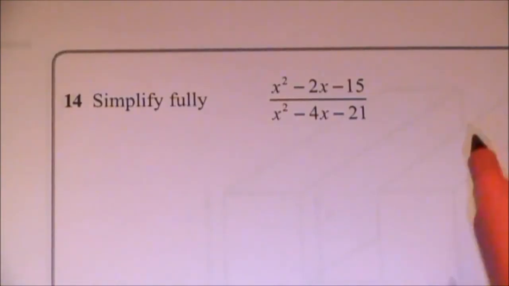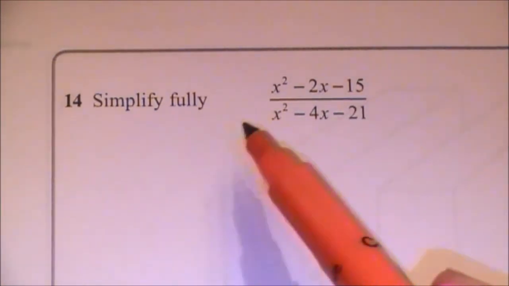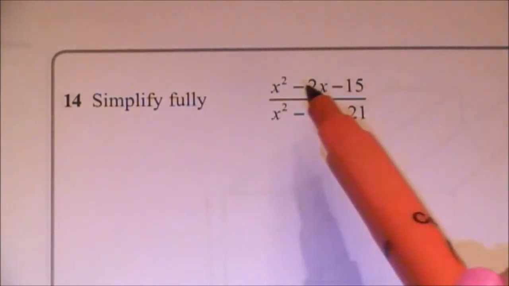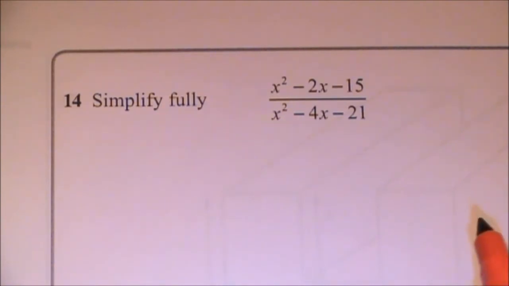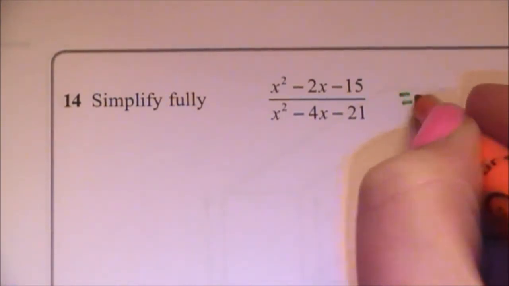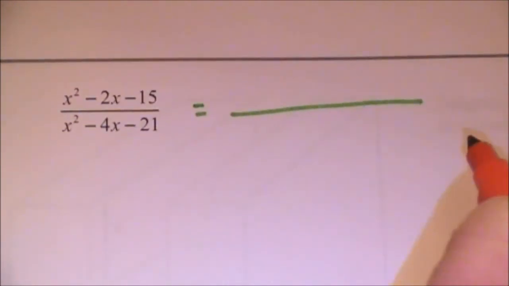Question 14 wants you to simplify this quadratic fraction fully. I love these questions. If you do not know how to factorize a quadratic 3-part expression, then you need to go and look that up, because we're not actually going to learn it here. Now, in order to simplify these, you have to factorize, and I'm going to factorize the top, and I'm going to factorize the bottom, and hopefully I'm going to come out with at least one of the brackets on top and the bottom the same, so I can cancel them down.